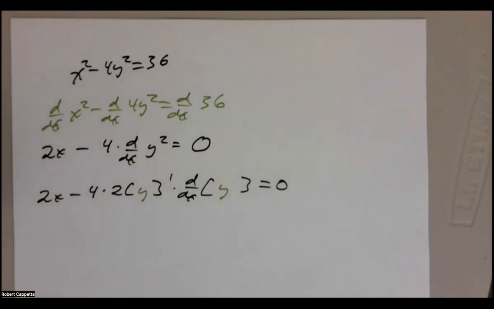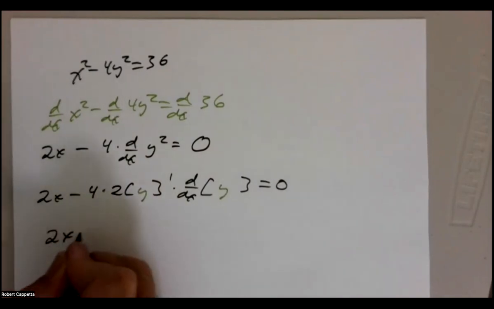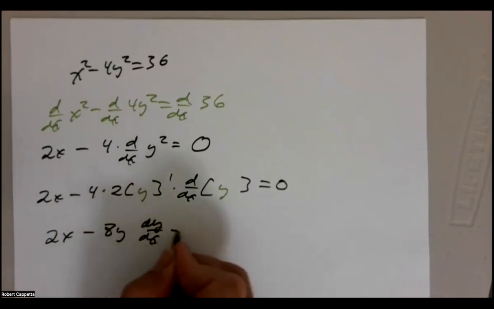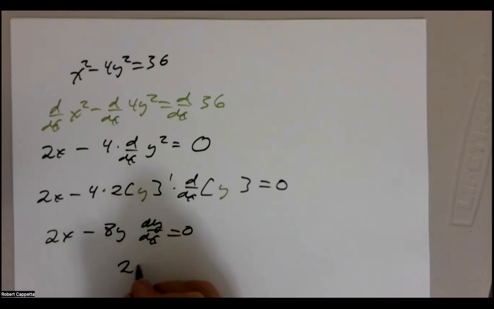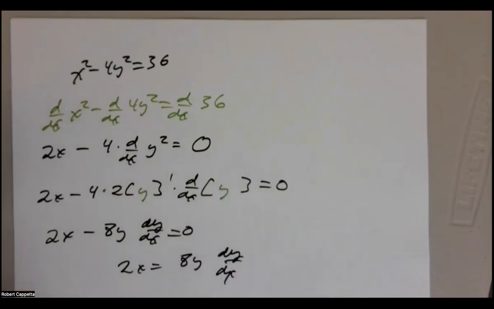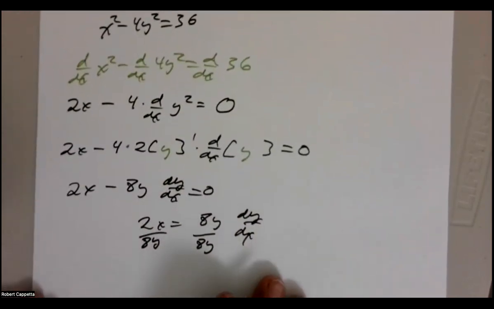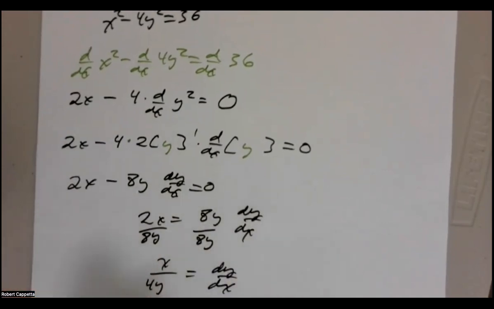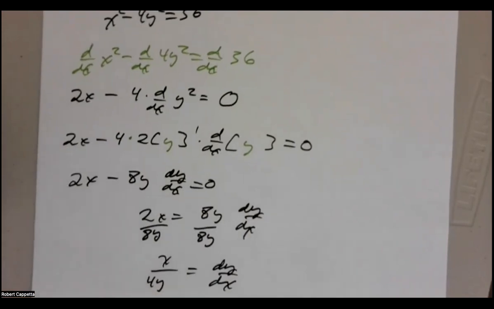So I get 2x minus 8y dy dx equals 0. So 2x equals 8y dy dx. Then we divide both sides by 8y. So I get x over 4y equals dy dx.